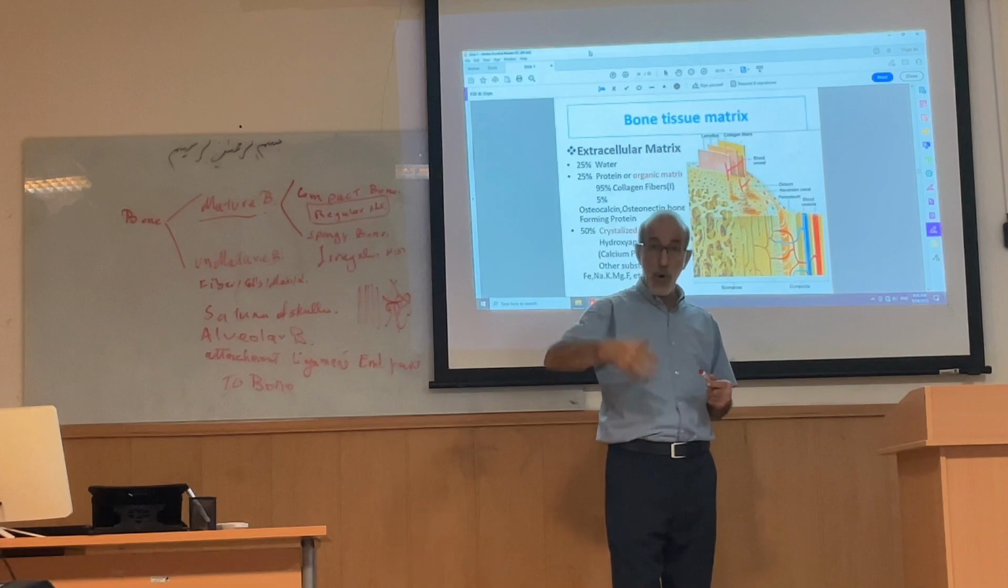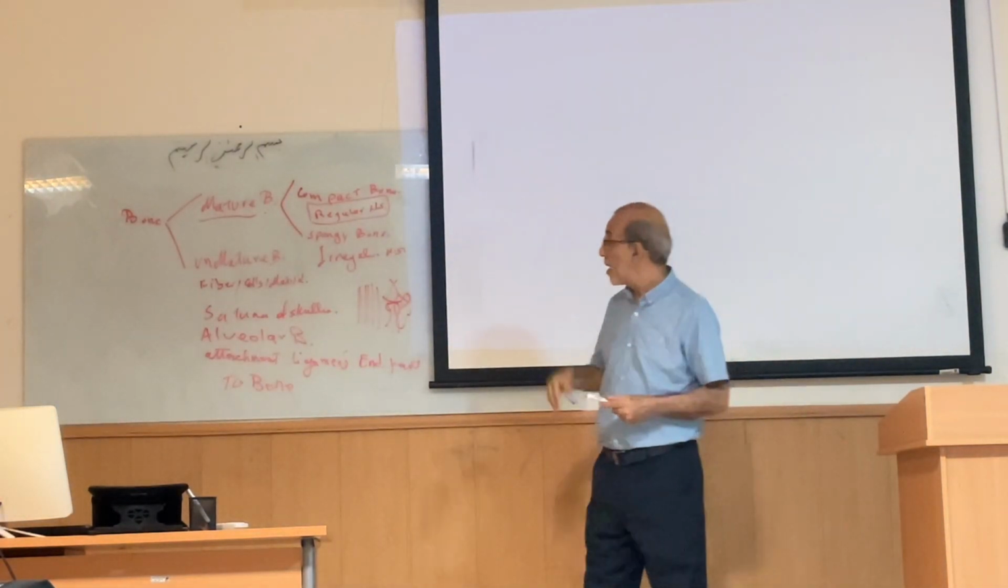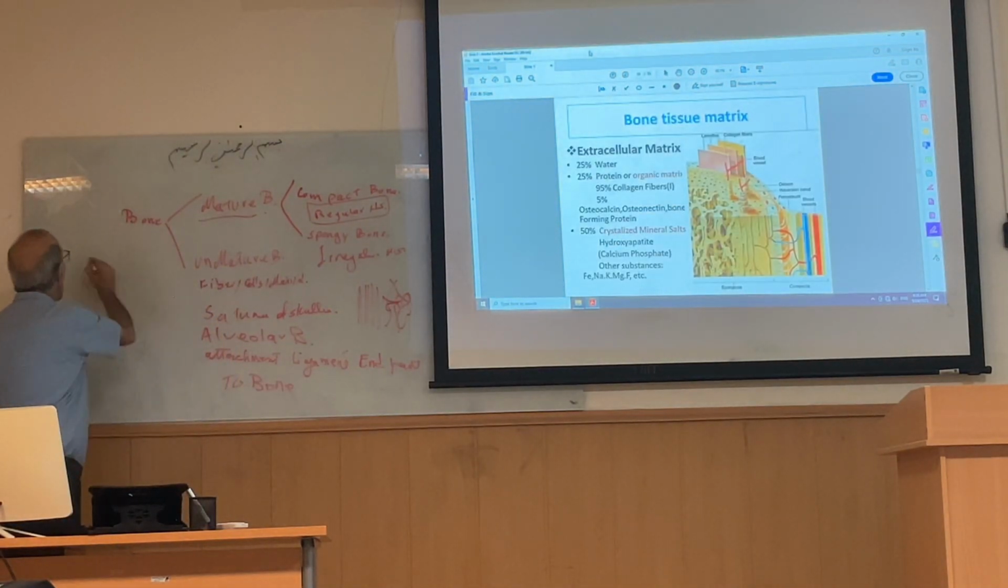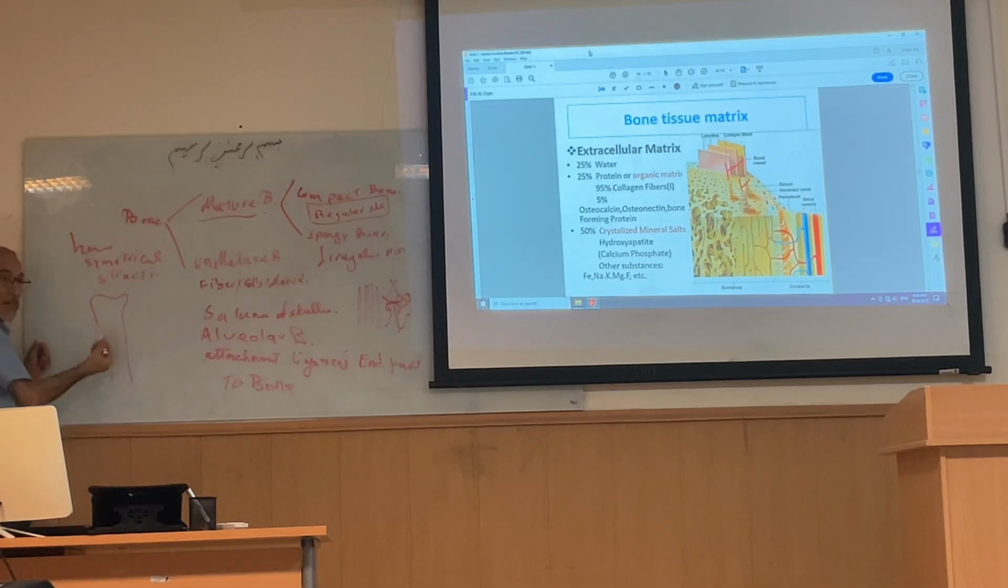All bones in the body have a symmetrical structure. This is a bone. This is a long bone, for example the femur. Or a small bone, for example a finger. This bone has a symmetrical structure.